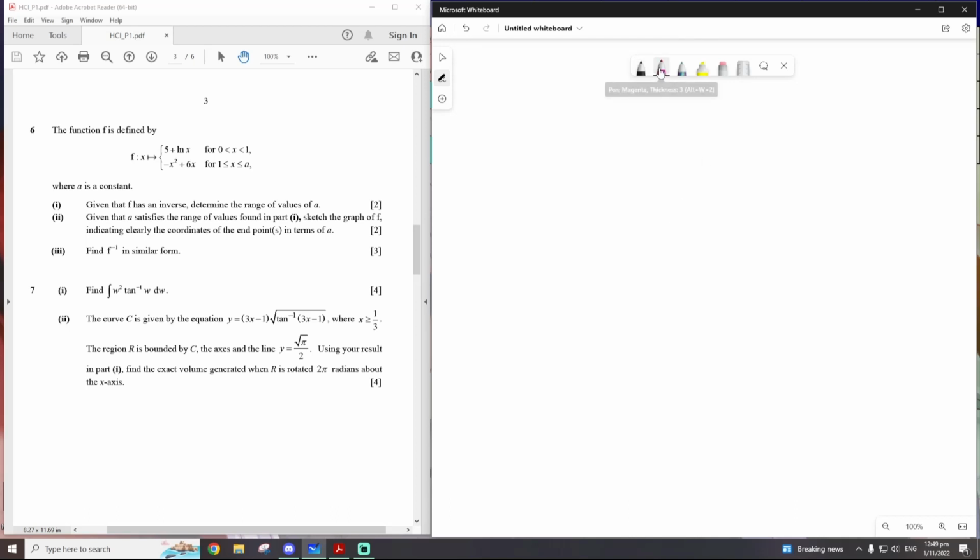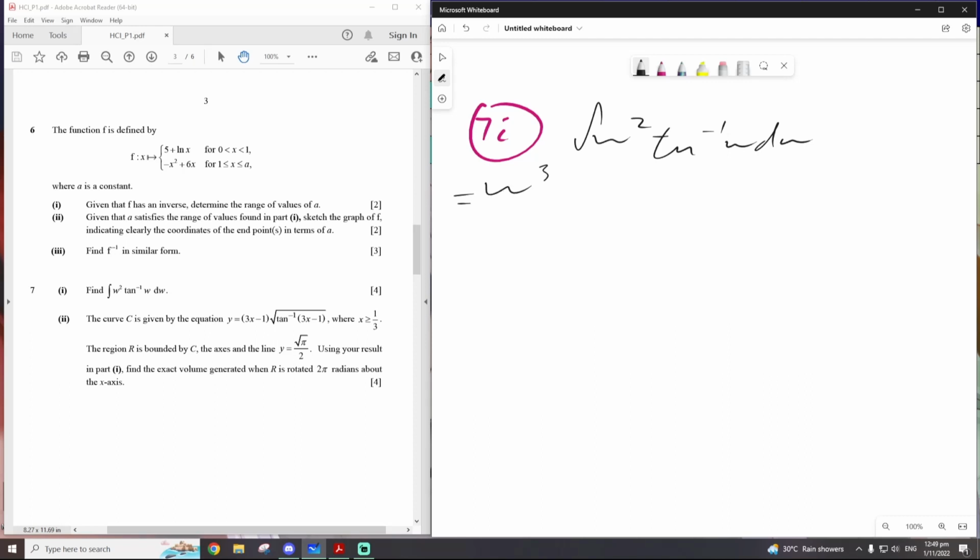Question 7, integration. Find the integral of w squared tangent inverse w dw. Okay, so first thing will probably be integration by parts, right? So LITE, the u shall be the tangent inverse. So integrate w squared, we will get w cubed over 3 tangent inverse w minus. Now when we differentiate tangent inverse of w, you get 1 over 1 plus w squared. So you get 1/3 the integral of w cubed divided by 1 plus w squared dw.